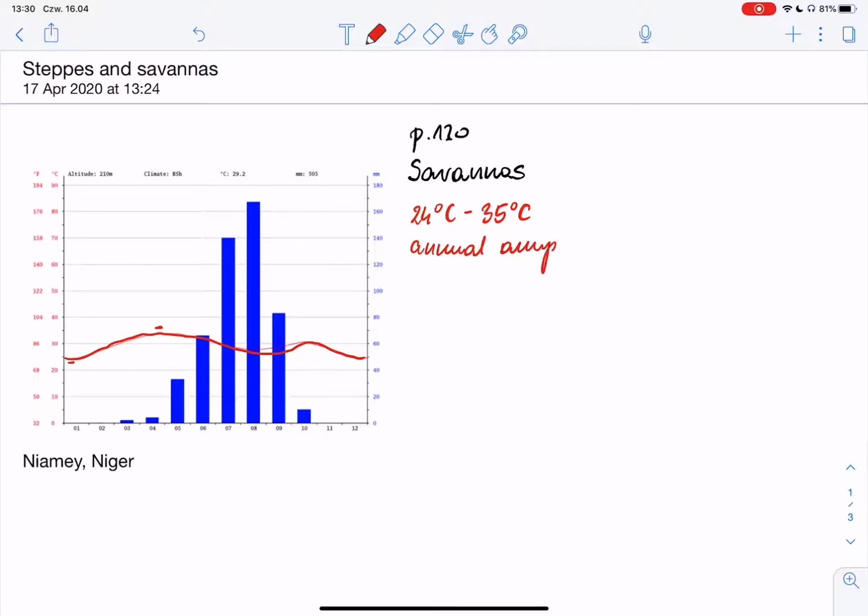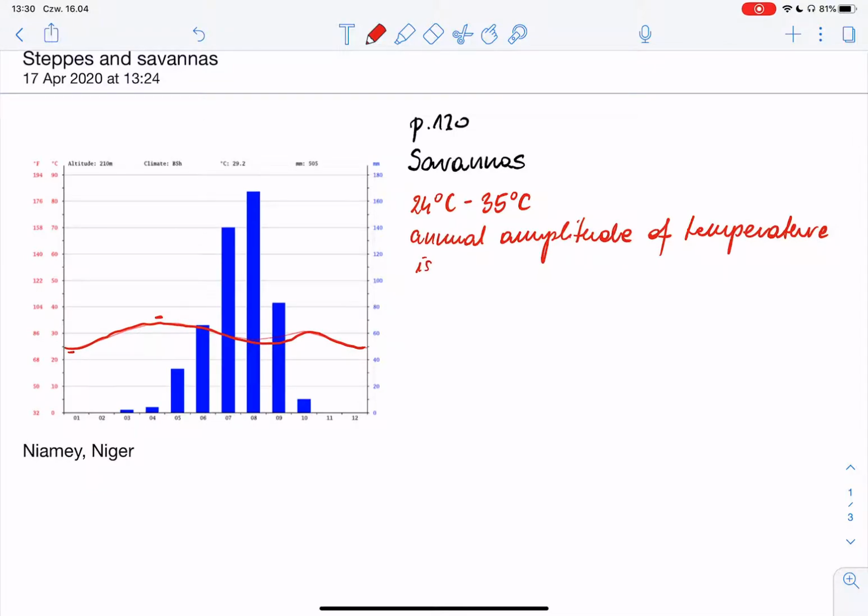amplitude of temperature is how much? 35 degrees Celsius minus 24 degrees Celsius equals, from what I know about maths, 11 degrees Celsius, which is not that high actually.